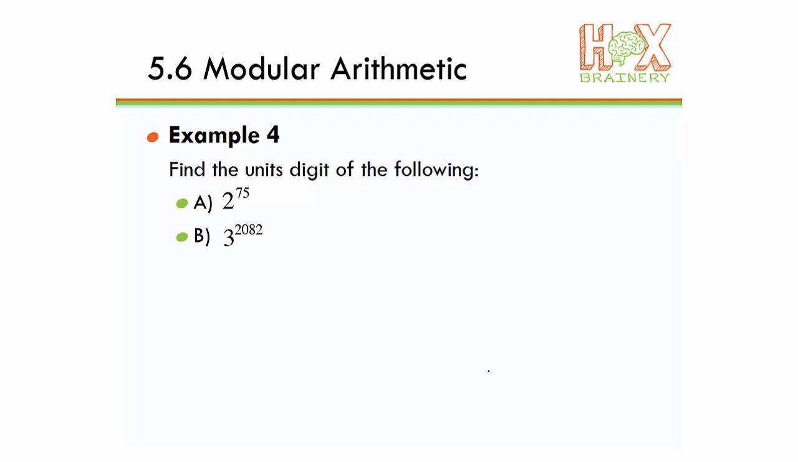So here's example 4. We're just going to find the units digit of the following. We're not going to plug this into the calculator. Actually, honestly, depending on what type of calculator you have, you might actually crash your calculator. This is a very big number. So what we're going to do is use our modular arithmetic to find the units digit. We're not trying to find the whole number. We just want the units digit of like 2 to the 75th power and so forth. So this is how we're going to do it.